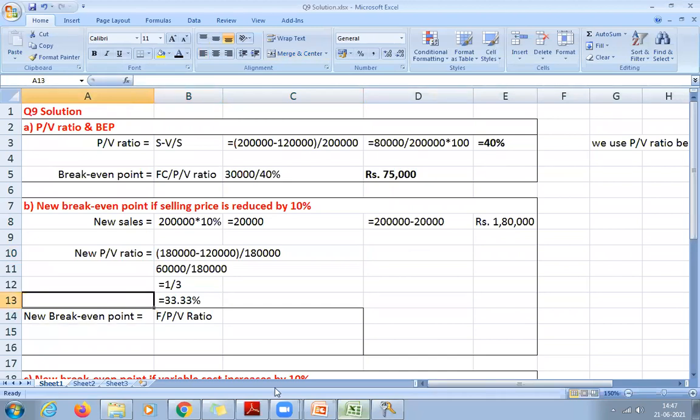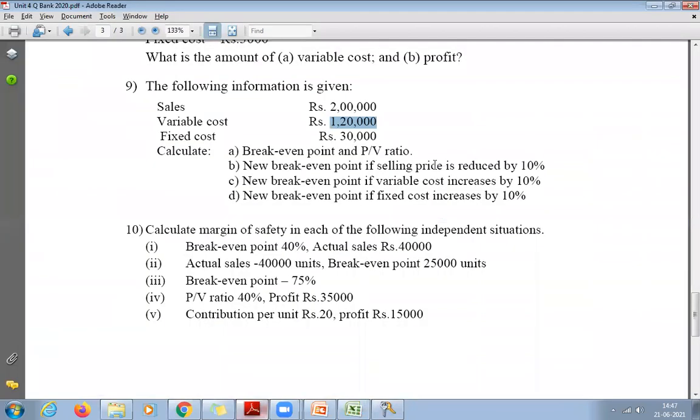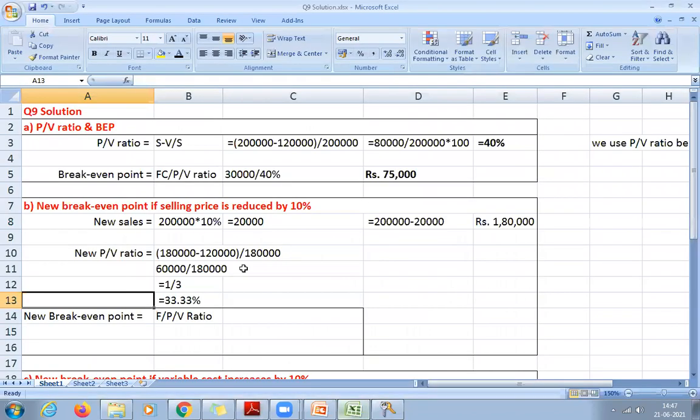I know fixed cost. See, other than sales here, in the second question, nothing will be changing. Other things will be constant. Okay. So fixed cost will be 30,000. So take 30,000 divided by the PV ratio. So how much we got PV ratio? That is 1 by 3. I have done this mainly for making calculation simple. So how much will you get? You multiply.